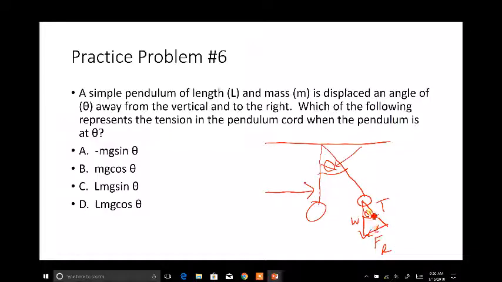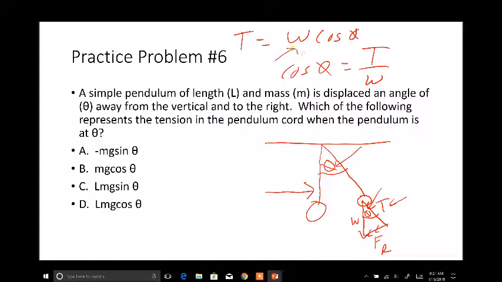We know the weight. So if we solve this out for tension, we can say that the cosine of our angle theta right here is going to be equal to the adjacent side, which is the tension, over the hypotenuse, which is the weight. Solve that out for tension. Tension is going to be equal to weight times cosine theta. Well, that's not listed as one of our answer choices, but remember that weight is simply mass times acceleration due to gravity. So our answer on this one is going to be answer B, and that's going to allow us to find the tension in the pendulum cord.